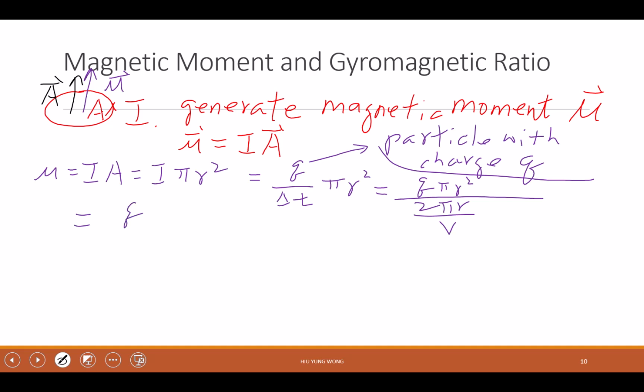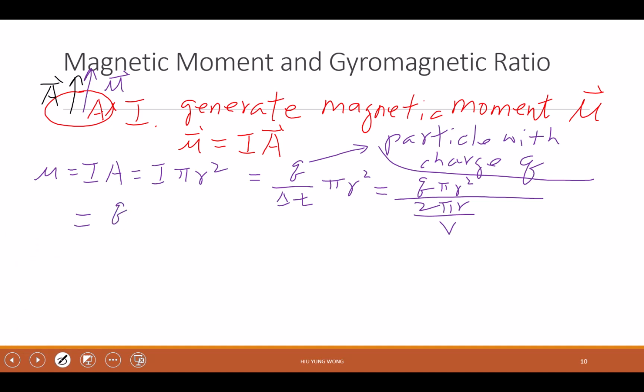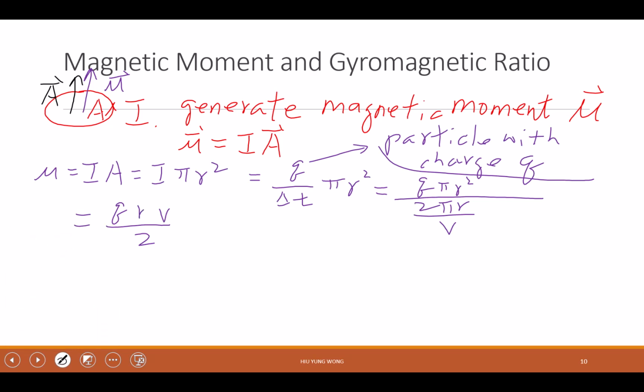I get Q R V divided by 2. Sorry for my writing. It becomes Q R V divided by 2, right? Is this okay?